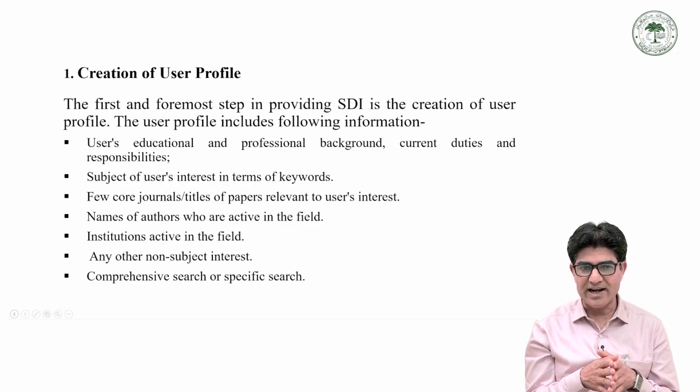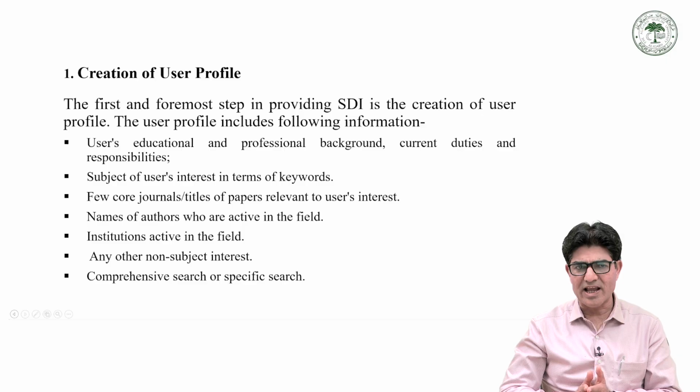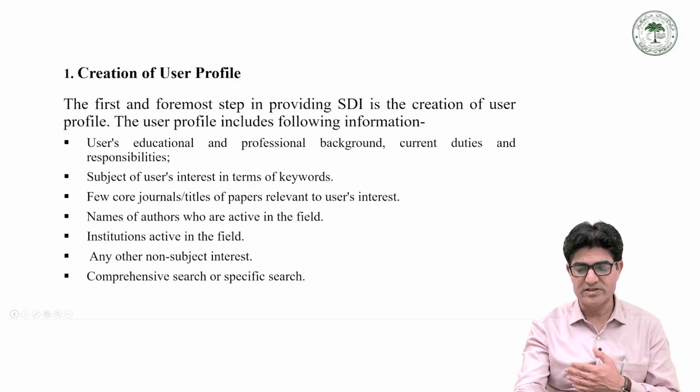Few core journal titles of papers relevant to users' interest, names of authors who are active in the field, institutions active in the field. So these kinds of details can be added to the user profile when we create a user profile for those users to whom we want to provide the selective dissemination of information services.